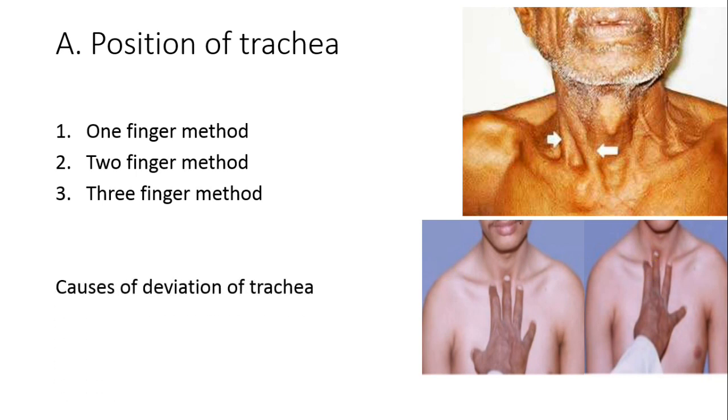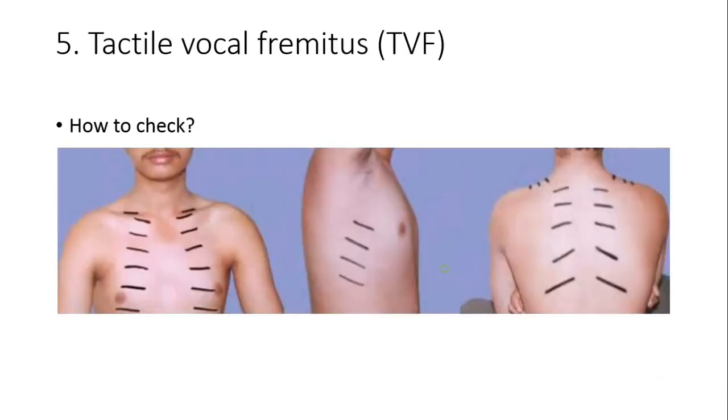Trachea is deviated to the side of the lesion in case of fibrosis, collapse and pneumonectomy, while away from the lesion in case of pleural effusion, pneumothorax or upper mediastinal mass. This will also be described in the inspiratory part of our part 2 video.